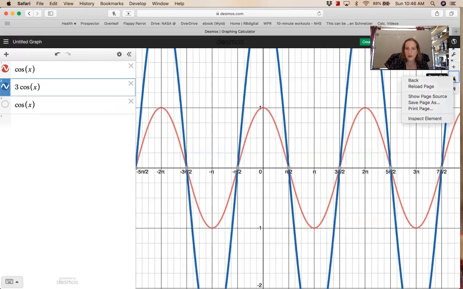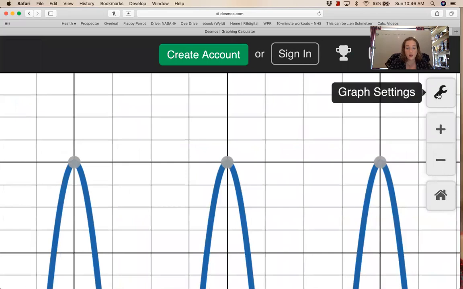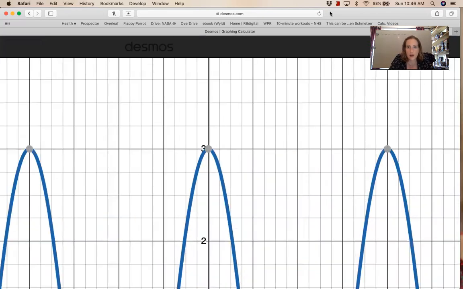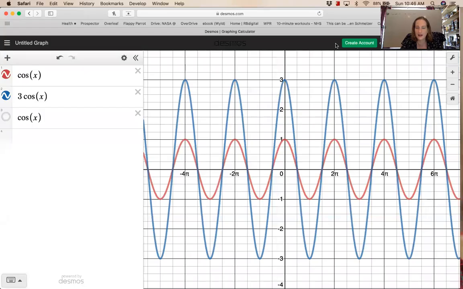I'm going to zoom out a little bit. Oops. Whoa, that did not do what I wanted to. Sorry, hold on. What is happening? I'm going to pause real quick and figure out what's happening. All right, sorry about that.